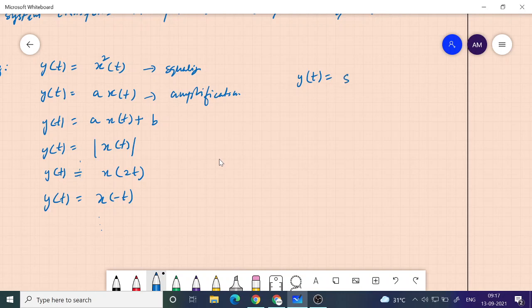y of t is equal to sine of x of t, y of t is equal to x of t into sine omega t, y of t is equal to e raised to j x of t, etc., etc. We can go on and on. So the examples of systems are plenty.